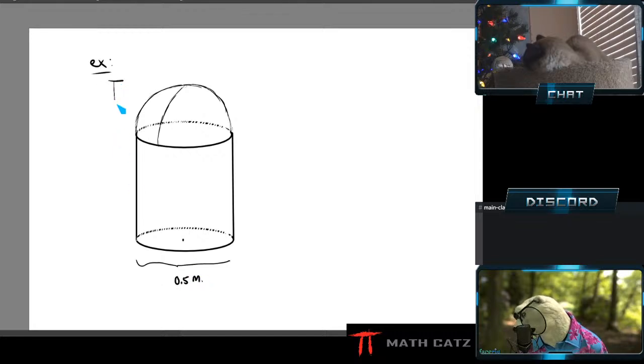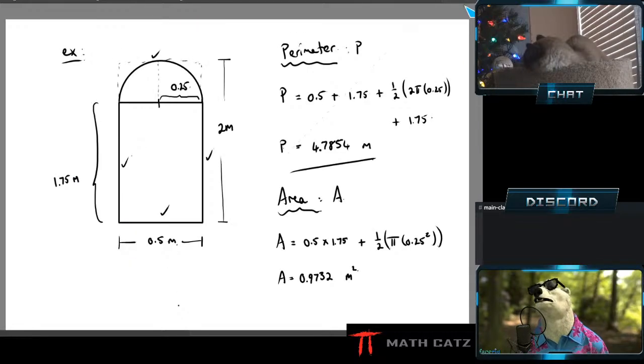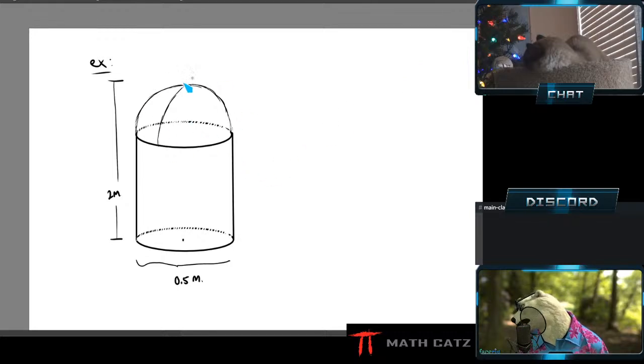For this, I'm going to give the total width as 0.5 meters and the total height as 2 meters, just sort of extending what we did here. But so that the half circle dome can fit nicely on top, I need a circular base. Okay, I think that's all we need.